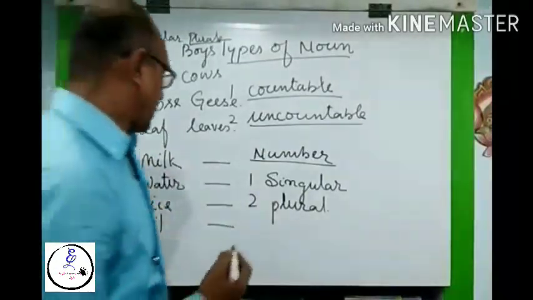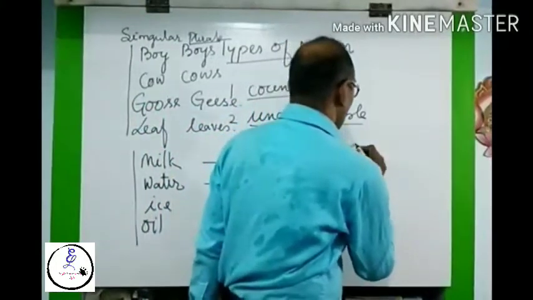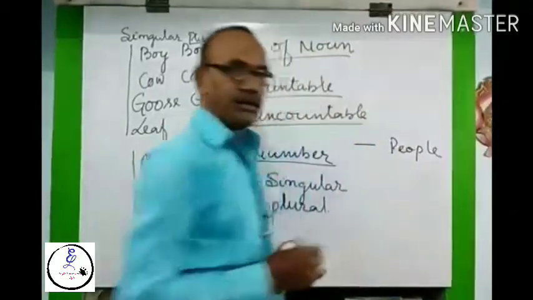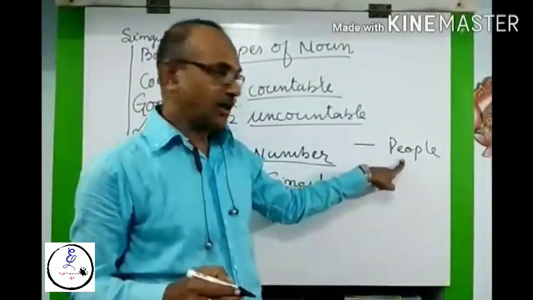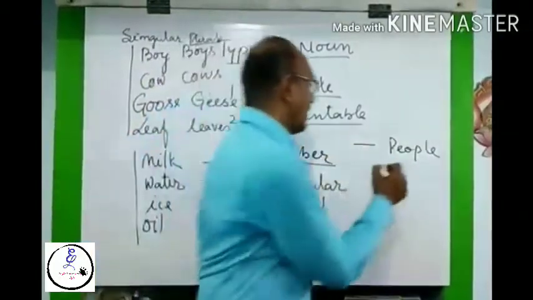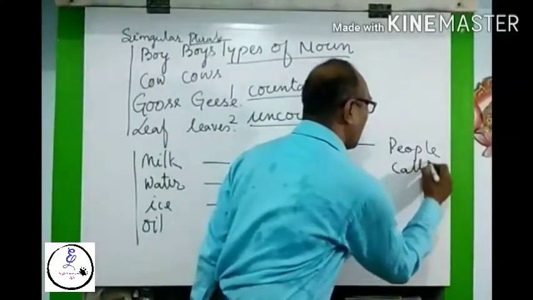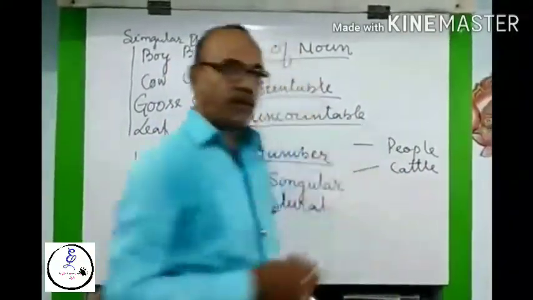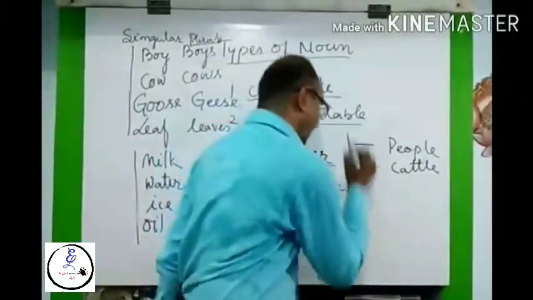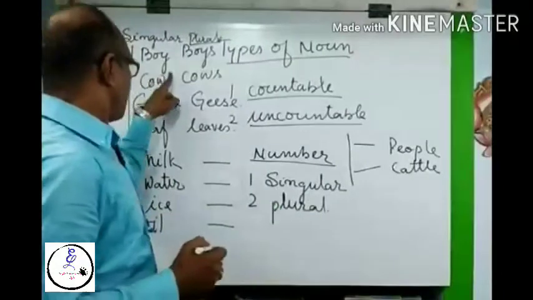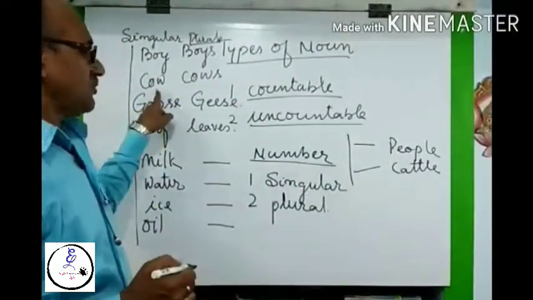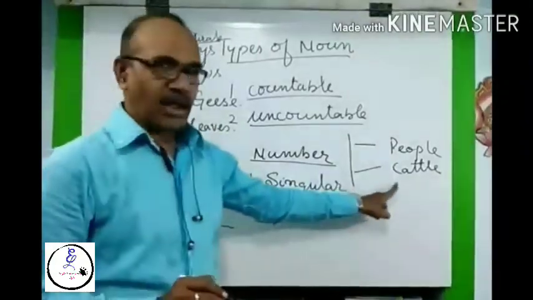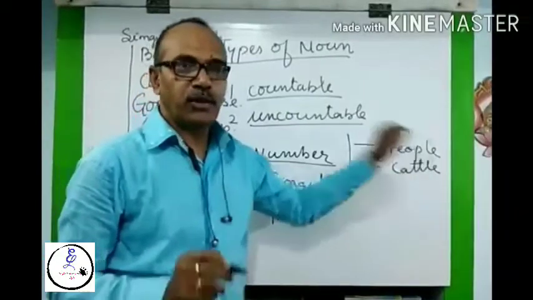Another category has no singular but plural, like people. People is always plural, it has no singular form. In the same way, cattle is always plural, it has no singular form. So here is another category. So we got 3 categories: one singular and plural both, another only singular, and another only plural.